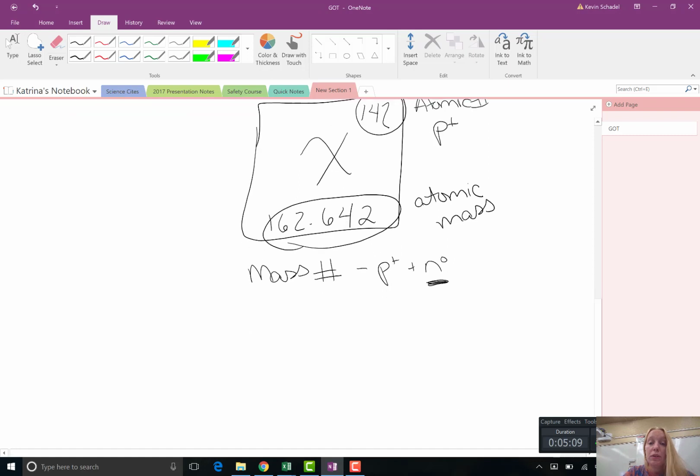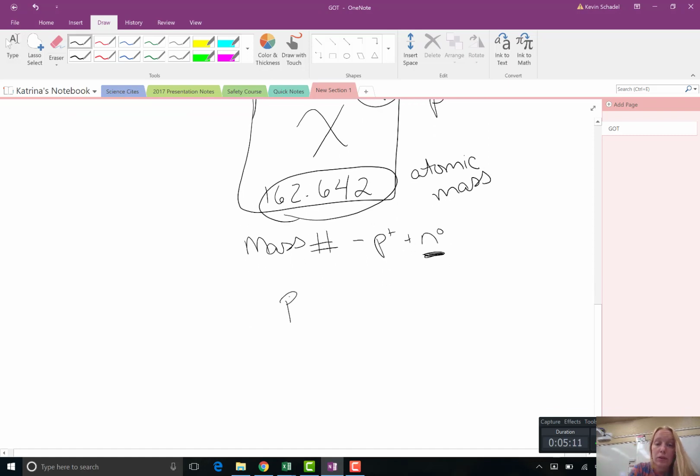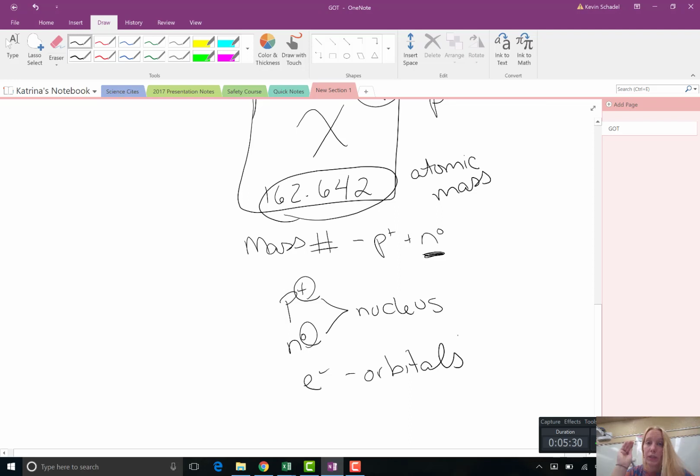So a brief review of the subatomic particles. We've got protons and neutrons in the nucleus. Their charges are indicated by those small superscripts. Protons are positive, neutrons are neutral. Electrons go in orbitals surrounding the nucleus. Please remember, they do not orbit the nucleus. They are in orbitals around the nucleus.